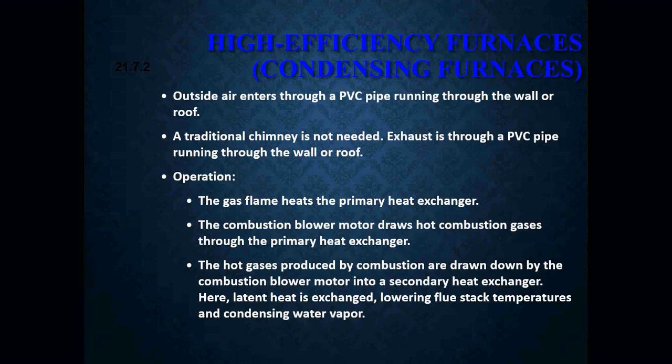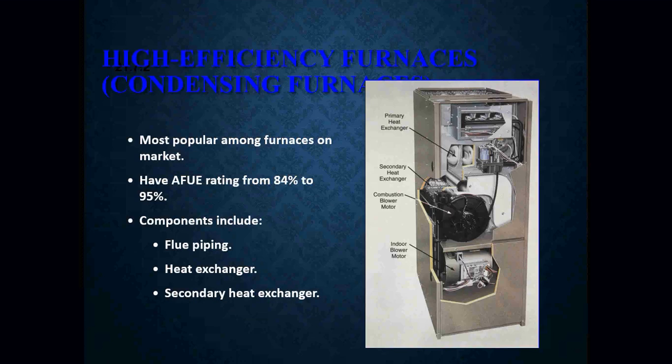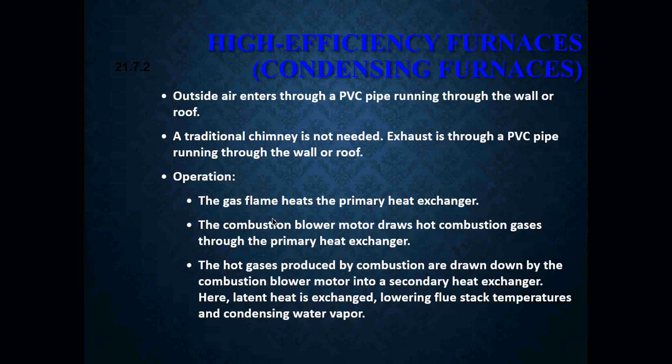The operation of your high efficiency gas furnace or condensing gas furnace is, in some cases you will see 2 penetrations at the top. One is for your actual exhaust, for your flue gases. Another one will be for your fresh air intake. So with these types of furnaces, the outside air enters through the PVC pipe that runs through the wall or roof. A traditional chimney is not necessarily needed for these types of furnaces. Your exhaust is through PVC pipe running through the wall or roof.